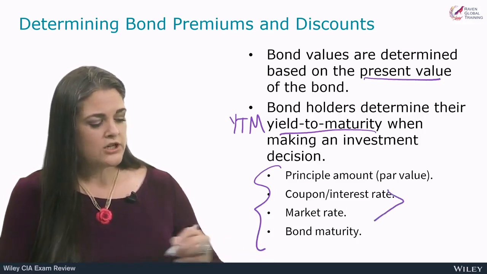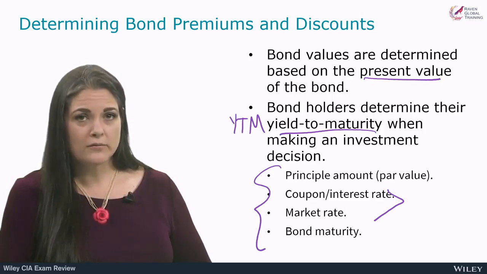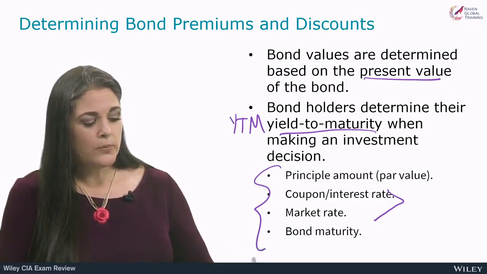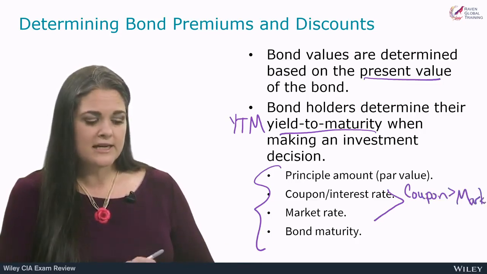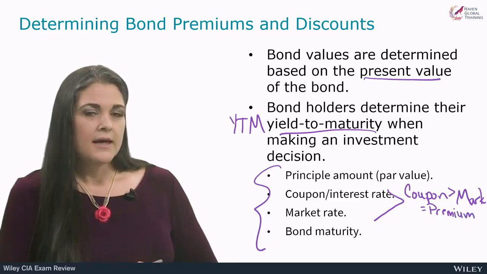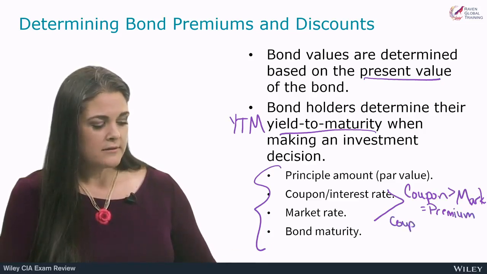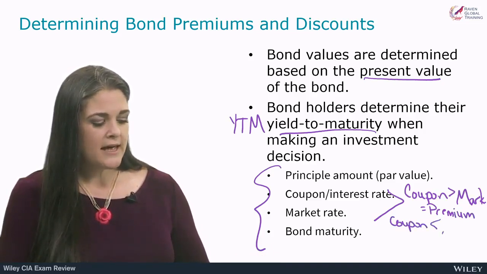There's an important distinction that we need to make sure you understand as it relates to coupon rate versus market rate. If the coupon rate, which is the interest rate the bond will pay, is greater than the market rate, then that bond is deemed to be sold at a premium. If the coupon rate, again, the interest rate the bond will pay, is less than the market rate, that bond is said to be sold at a discount.